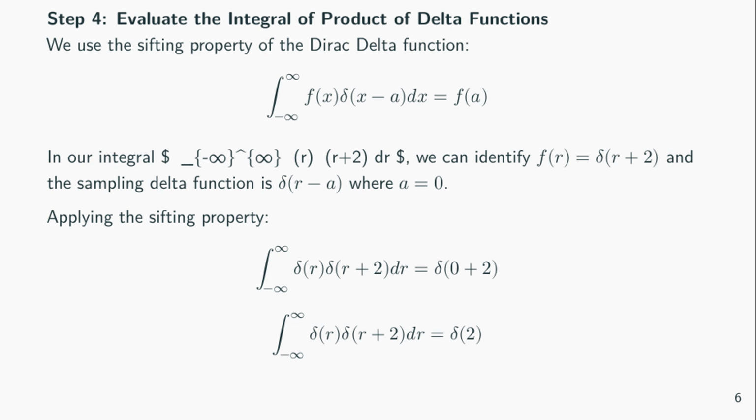Now let's look at our specific integral, the integral from -infinity to infinity of delta(r) times delta(r plus 2) dr. To apply the shifting property formula, we can identify f(r) as the function delta(r plus 2). The sampling delta function is delta(r), which corresponds to delta(r minus a), where a is equal to 0. So applying the shifting property, the integral of delta(r) times delta(r plus 2) dr is equal to our function f evaluated at a, which is delta(0 plus 2). This simplifies to delta(2).